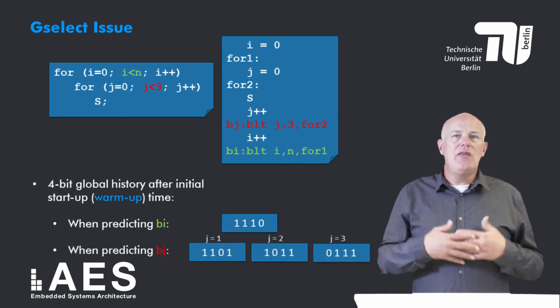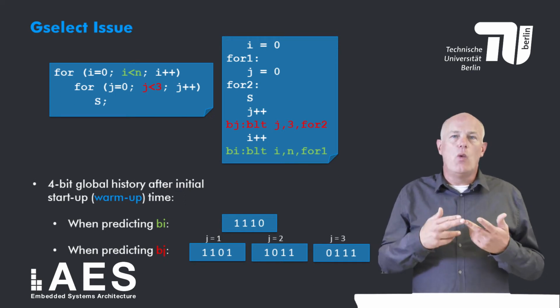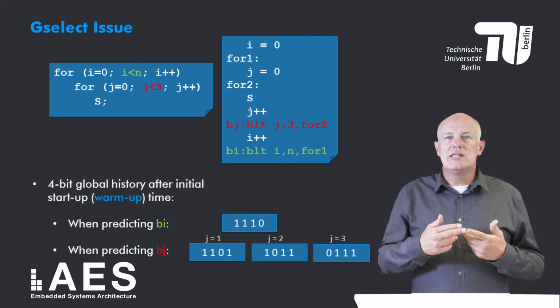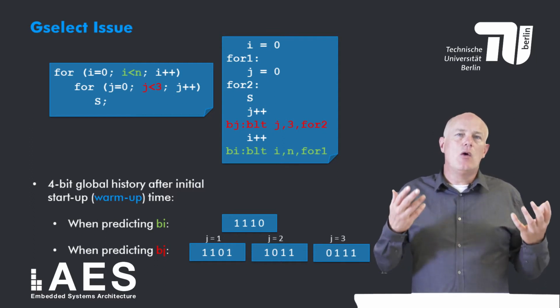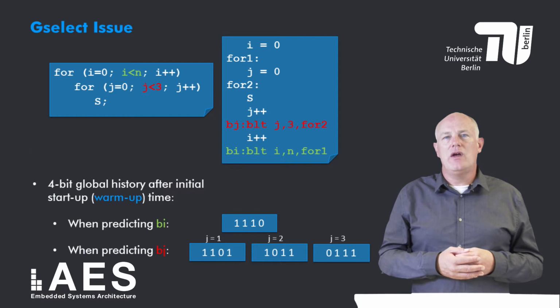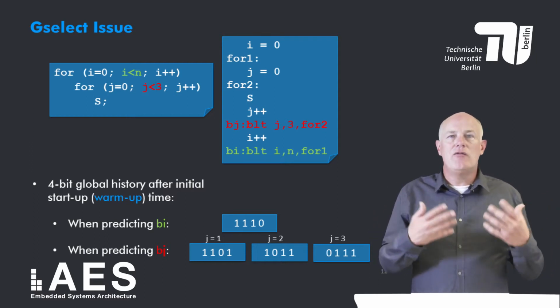Similarly, it can be seen that when predicting bj, the global history is either 1101, 1011, or 0111. That means that only 3 of the 16 counts available to bj are used, which is again very ineffective.